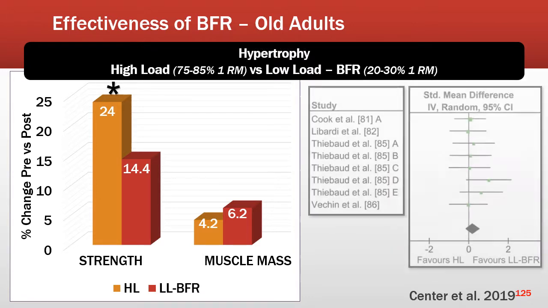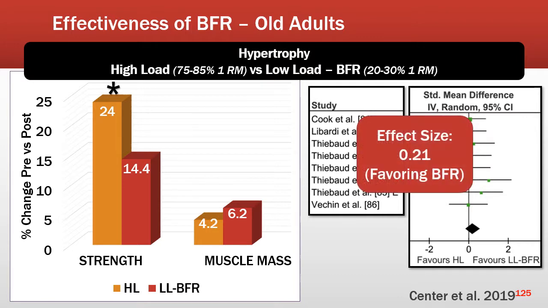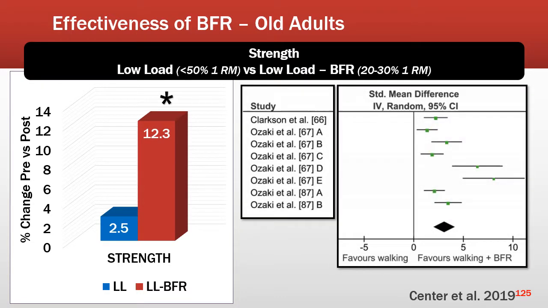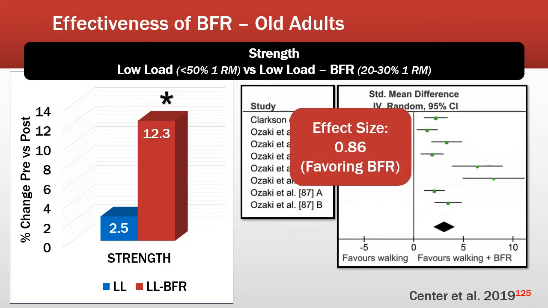Hypertrophy. We can see that this actually favors the BFR group. When we're looking at strength in older patient populations, comparing low load, less than 50% 1 RM, to the 20 to 30% 1 RM of the BFR group, strength wins out. Effect size 0.86. That's a moderate to high effect size.